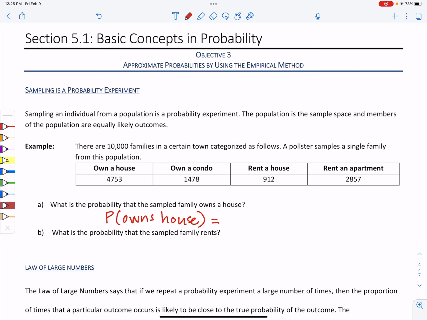Okay, so first, you want to look at the number of outcomes for the event. That event is right here. And you want to divide that by the total number of outcomes. In this case, they told us that the total number of families was 10,000. But notice if you did not have that information up front, you could just add up the number of families in each group, and you would get a total of 10,000.